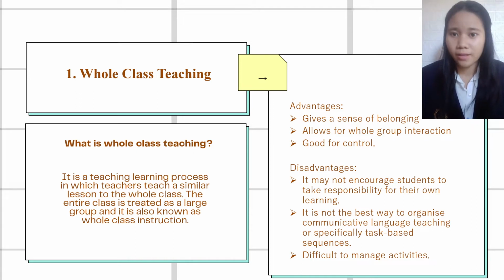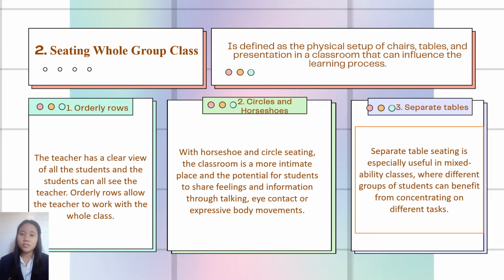good eye contact. And the last, difficult to manage activities. It is more difficult having the whole class working together to actually manage the activity. Next, the second material is about seating whole group class.